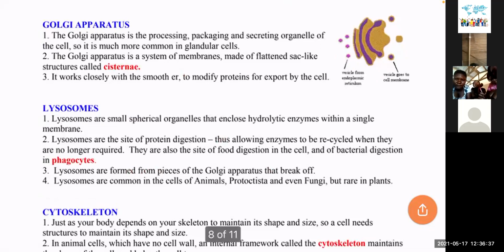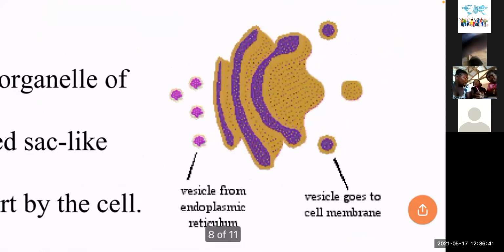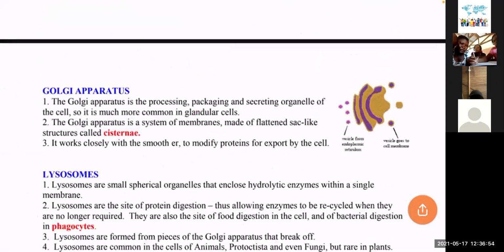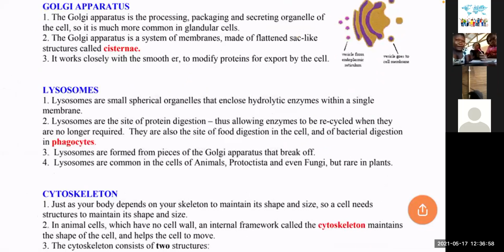This is its structure. Are you seeing my zooming clearly? Yes. That's the structure of the Golgi apparatus. Then there was also a point clearly mentioned that it works closely with the smooth endoplasmic reticulum to modify proteins for export by the cell. So it helps in separating and packaging before exporting or secreting anything from the cell. It helps with modifying, the changes that have to be made. This has to be secreted in this package. No wonder it's called the processing, packaging, and secreting organelle of the cell. So it works hand in hand with the smooth endoplasmic reticulum, where lipid and steroid synthesis take place.